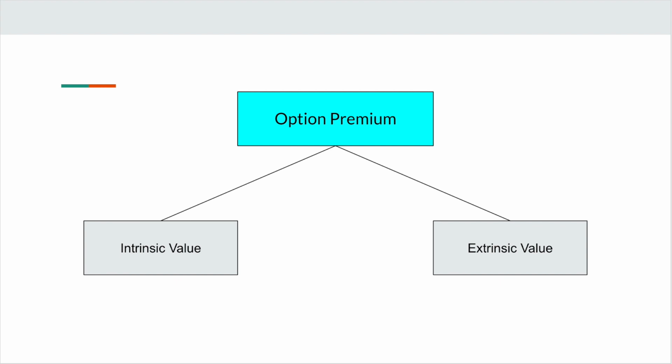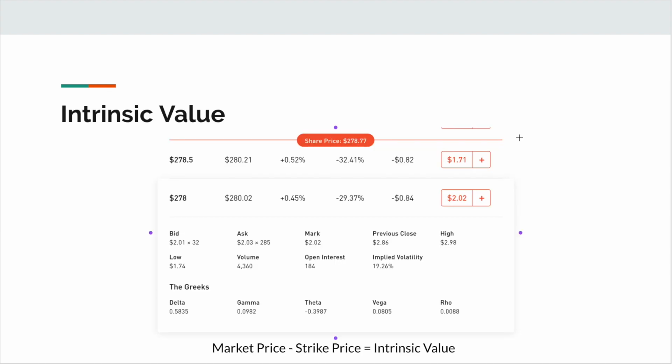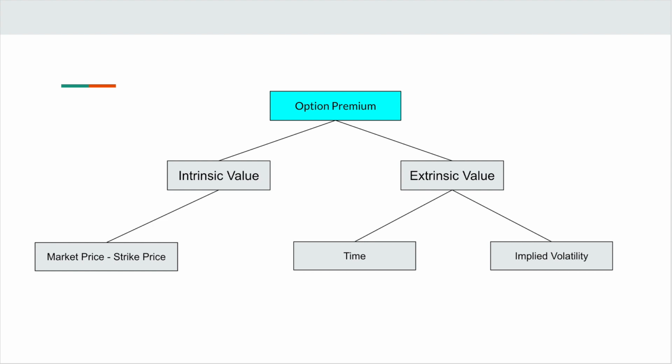Then we talked about option premium. So how do options actually attain this price right over here? How does it come about? What are the different factors that go into it? And we explained that that is intrinsic and extrinsic value, which is intrinsic is market price minus the strike price, and extrinsic would be time and implied volatility. So time till expiration and how volatile the stock is.